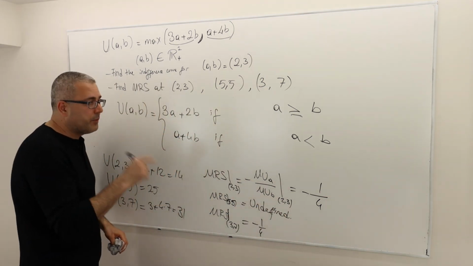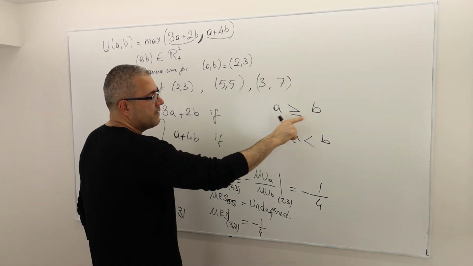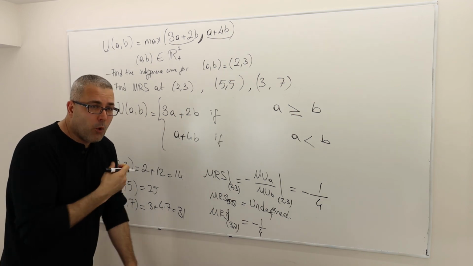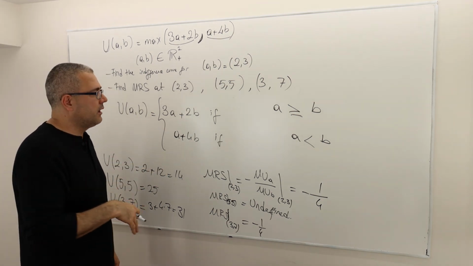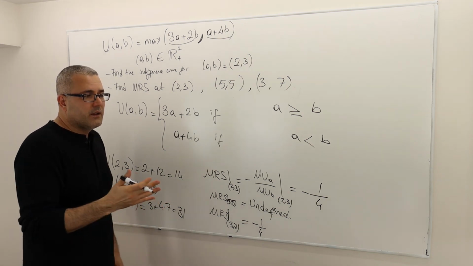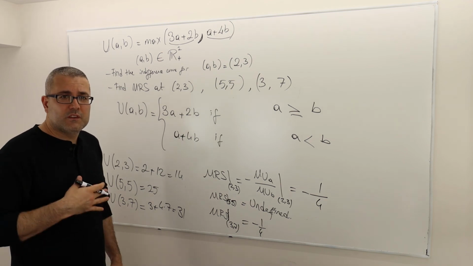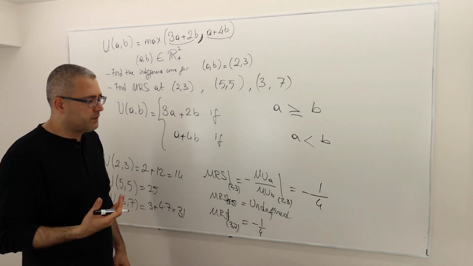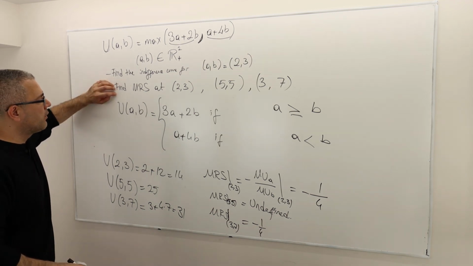Once again, this is because this (5, 5) point is the point where A is equal to B. It's the kink point, and when we draw the utility function, you'll figure out why it is the kink point. And so the function is not differentiable there, and hence MRS, which is the slope of the indifference curve, is undefined. So that's basically the second part of the question.